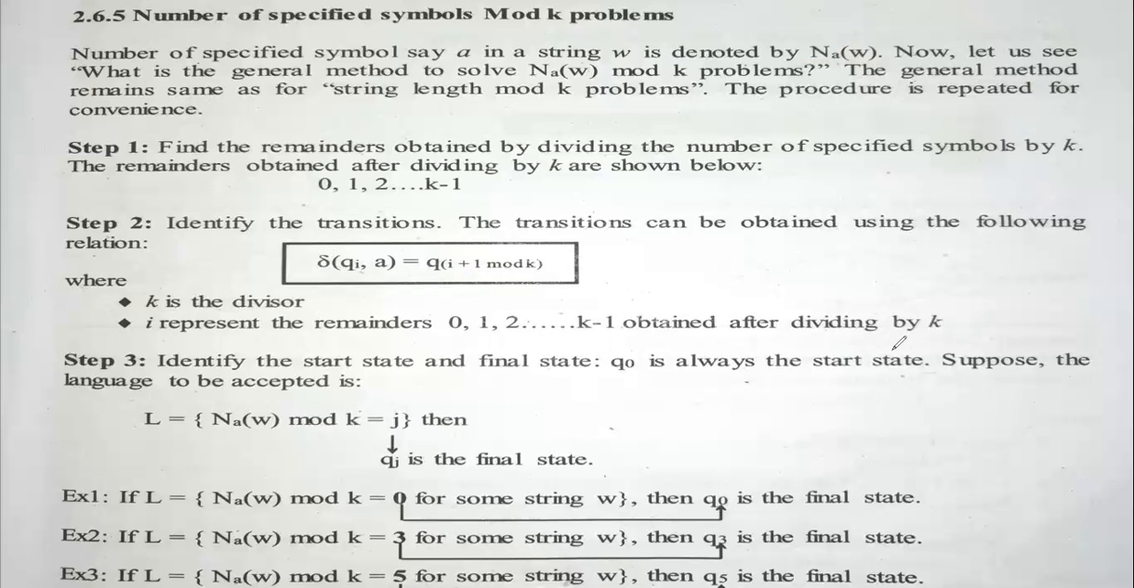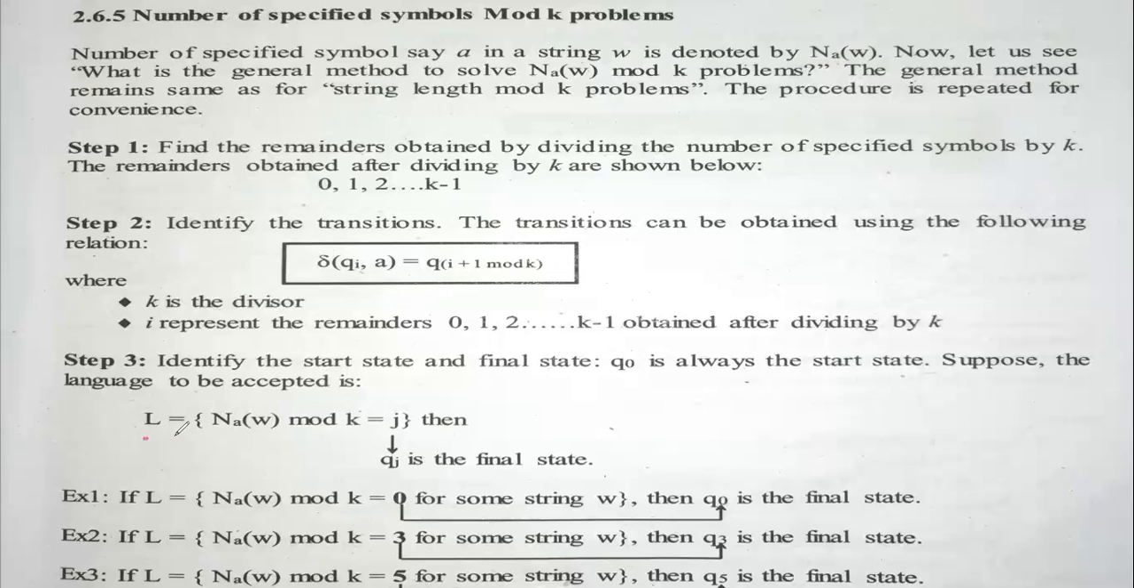So this is step number 2, using which we can easily design the transition table. Once we have the transition table, we can easily draw the transition skeleton, or DFA skeleton. Then we need to decide which one should be the final state and which one should be the start state. By default, Q0 will be the start state, and the final state depends on the question.